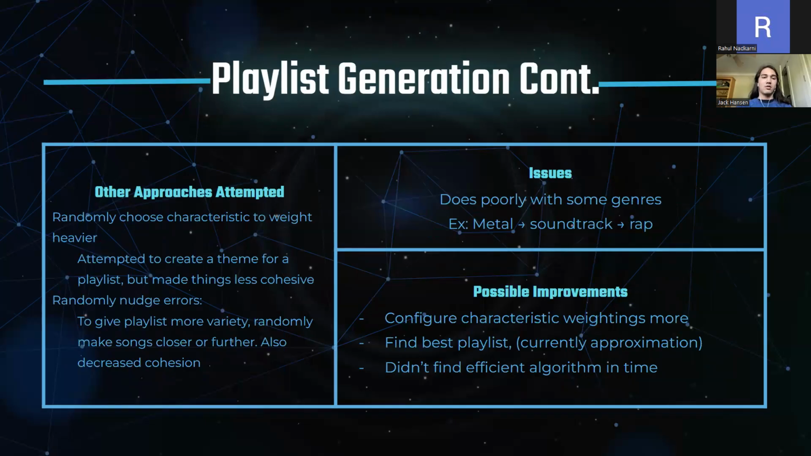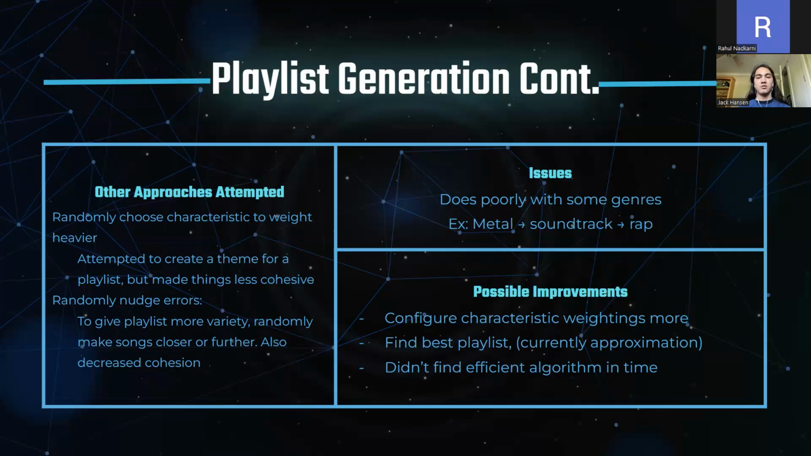And then some other approaches that I attempted to try and make the error function a little more interesting was randomly weighting a characteristic heavier, which I hoped would create a theme for the playlist. Like you could get a very instrumental playlist or a very danceable playlist, but it really just made it way too random and genres kept jumping around everywhere. So that didn't work. I also tried randomly nudging the error just to maybe get a little more variety, but again, it just made it way too random.